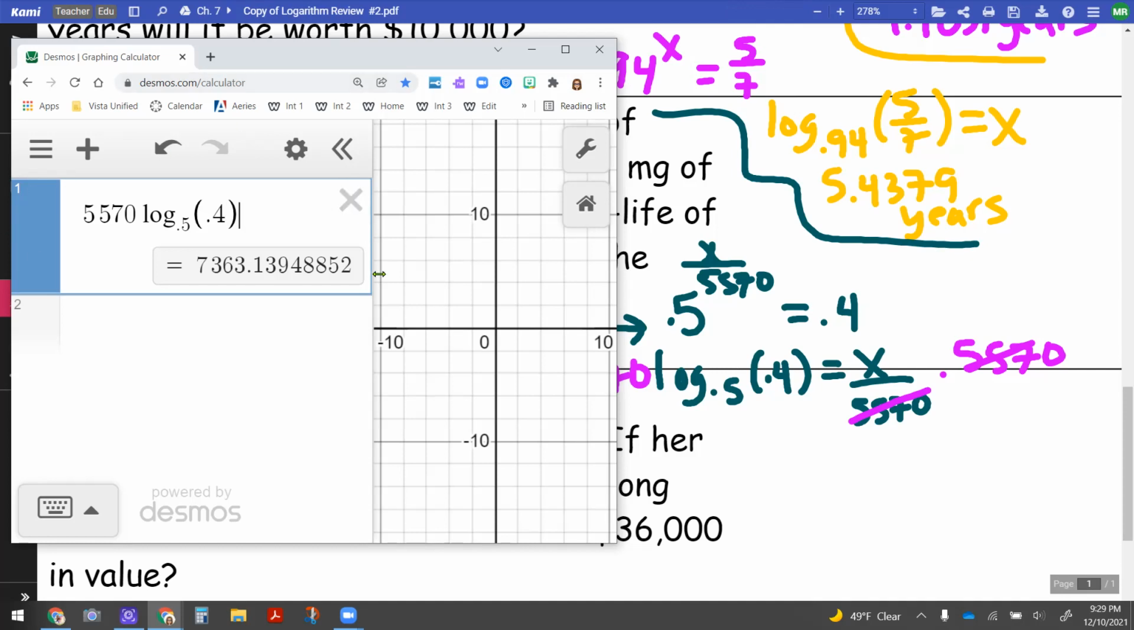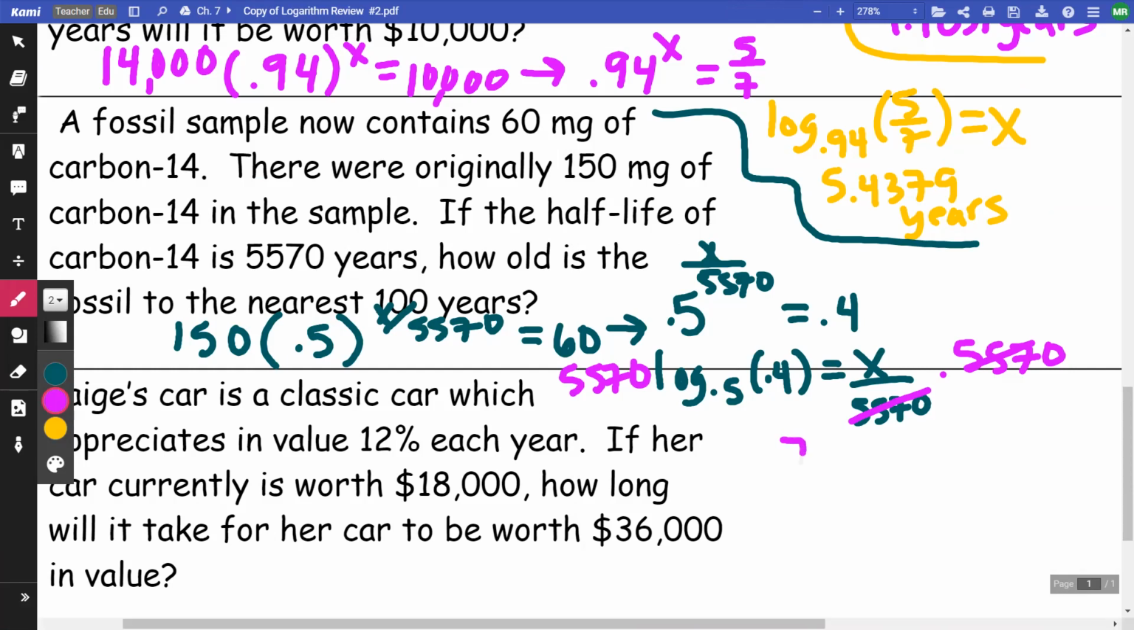And I get 7,363. Well, they want it to the nearest 100 years. So 7,400 is what that's going to round to. 7,400 years.